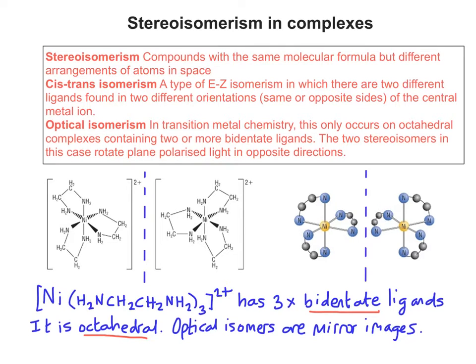If you've got 2 complexes in front of you on a page, and they are obviously mirror images of each other, provided it's octahedral, or octahedral in shape, and it contains 2 or more bidentate ligands, they don't have to be different bidentate ligands, they can be the same bidentate ligand, then you get optical isomerism.